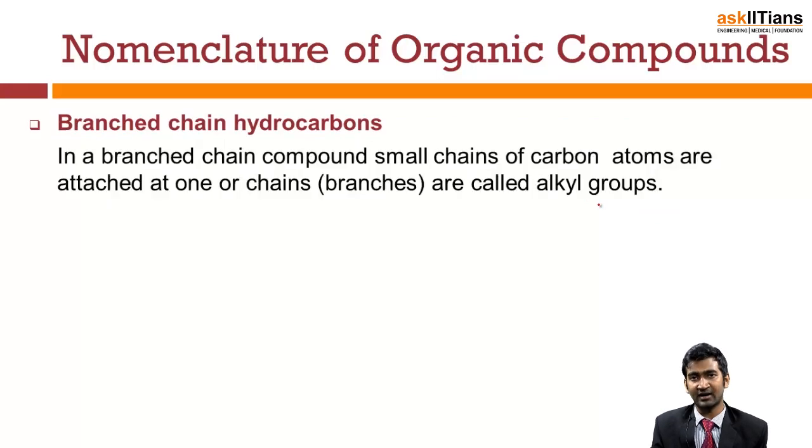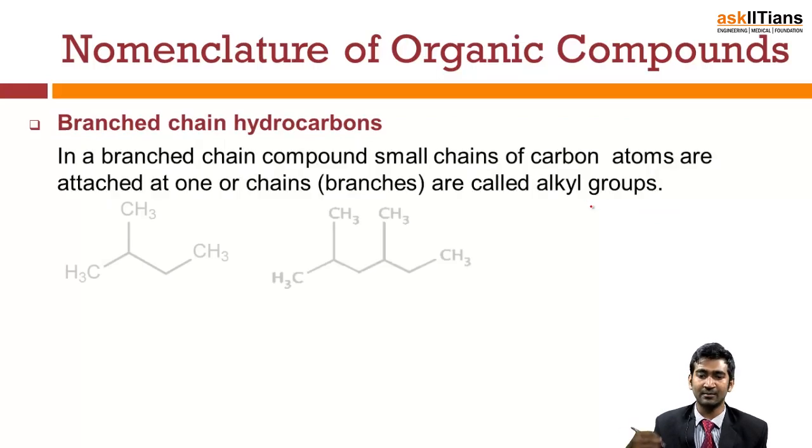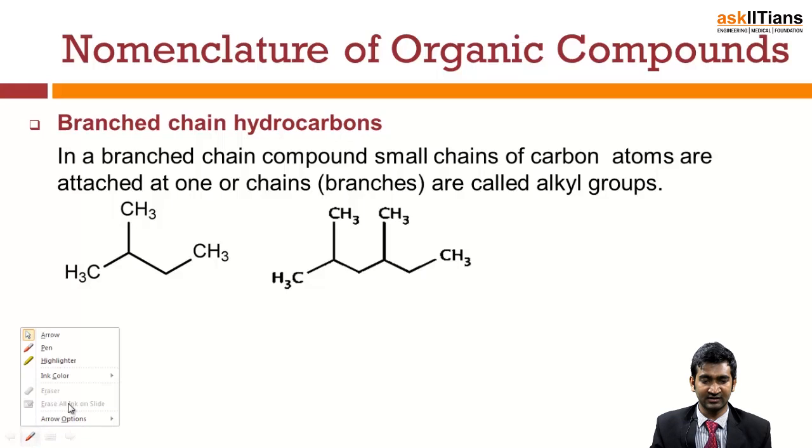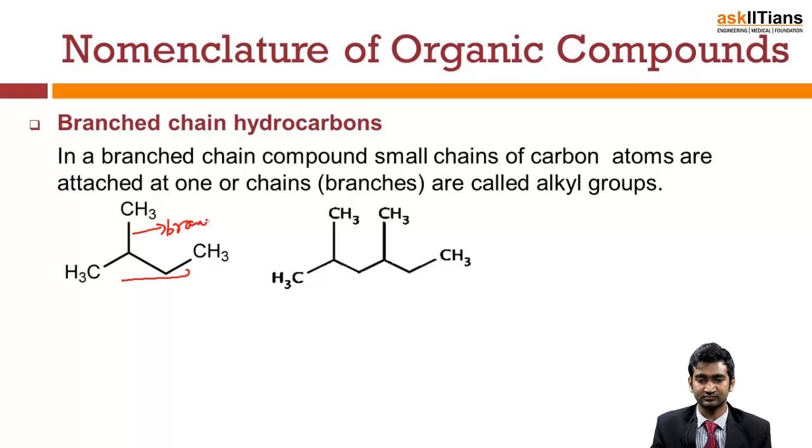Now that was the unbranched. Now suppose I have any branch in it, like here in this parent chain, this one I have this branch, right? This is a branch. Here I am having two branches, this one also and this one also, two branches.